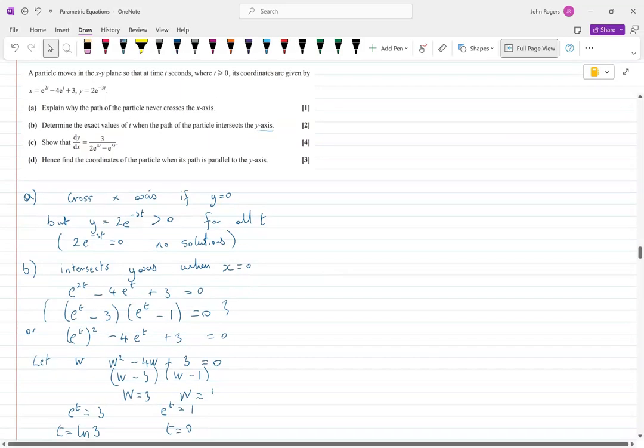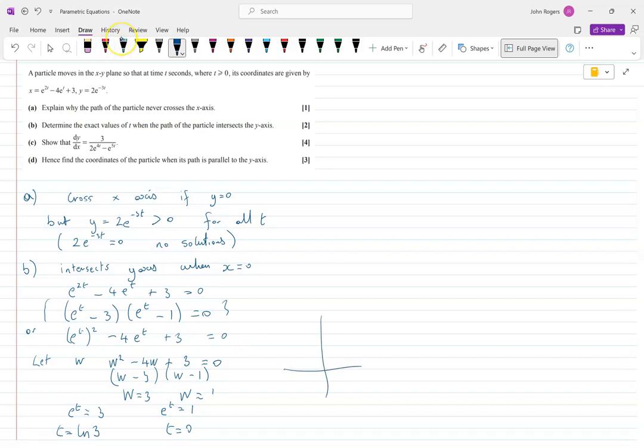Now the question hasn't asked to find the actual coordinates where it crosses the y-axis. I'm not sure what the curve looks like, but it's crossing twice, maybe, but it's not asked for the coordinates, so we can just leave it there. Right, okay, part C.